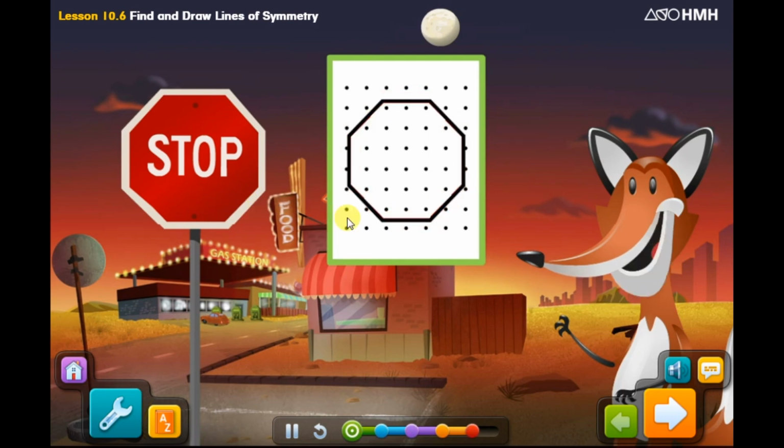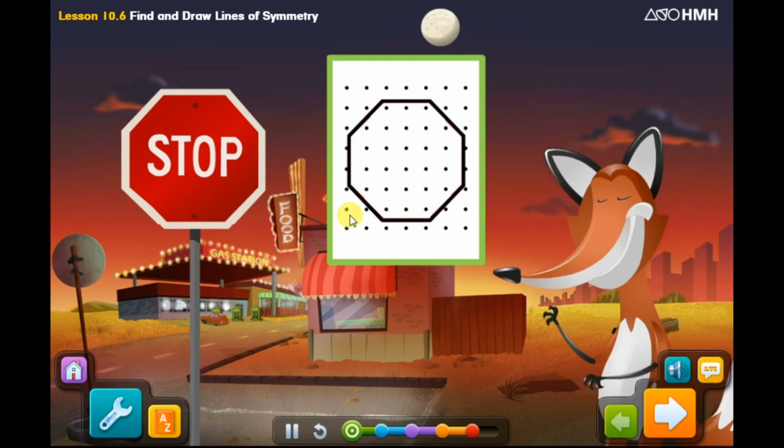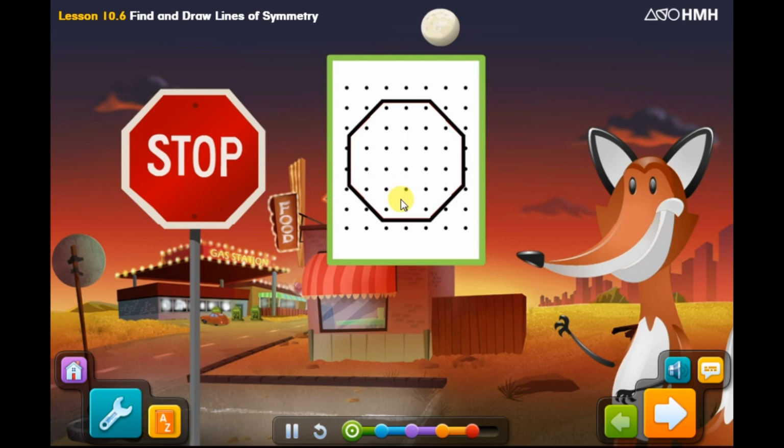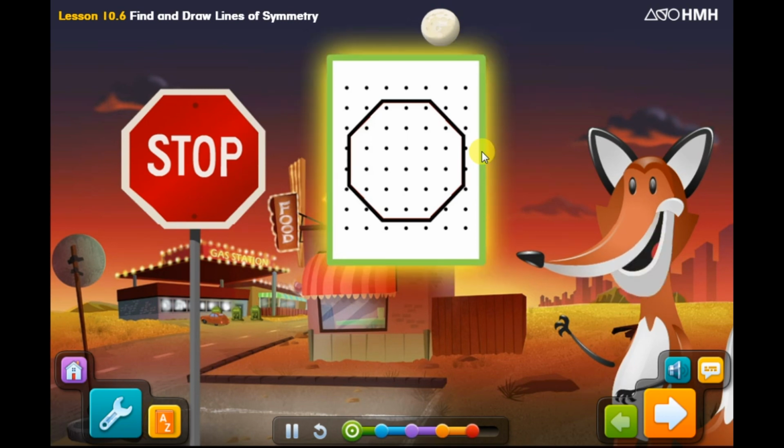Hey, did you know the shape of a stop sign can be folded in half? Of course, it can be folded from here and here and here, and I also wonder in here. How many ways can this octagon be folded in half? How many lines of symmetry does it have? Maybe we can use dot paper to find out. What do you think? Come on, let's find out together.